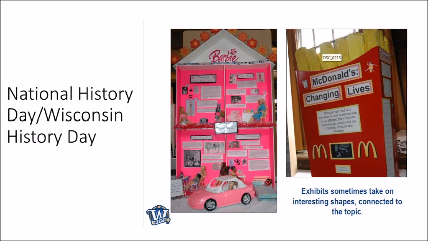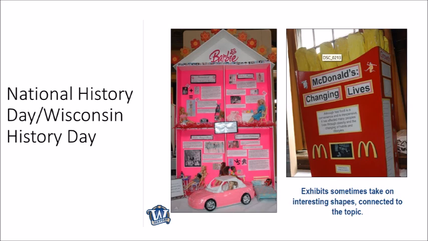The person on the left did a history of Barbie, and you can see that they made their exhibit look like one of Barbie's houses. And they use that as a way to kind of talk about who Barbie was, right? And then on the right, someone is looking at McDonald's and their kind of history, and how the food has changed people's lifestyles. Now you have to be careful, because both these could very easily veer into kind of current events, but we're looking at history. But as long as they're careful, they could stay history.